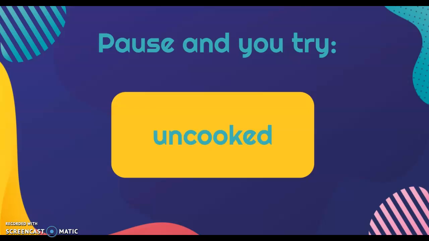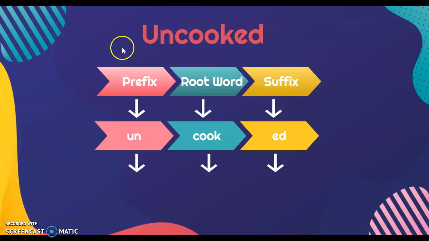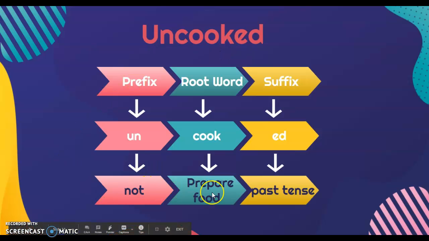Let's pause and you try. Break down the word uncooked into its prefix, root word, and suffix. Restart the video once you have answered the question. Let's see how you did. The prefix of uncooked is un, the root word is cook, and the suffix is ed. So un means not. To cook something is to prepare food, and ed is the past tense. So uncooked is food that has not been prepared, in the past tense.